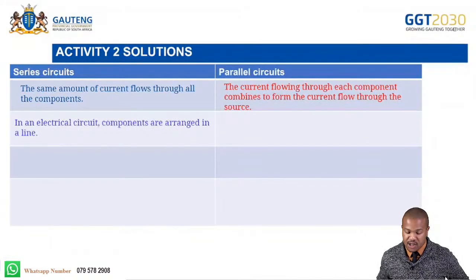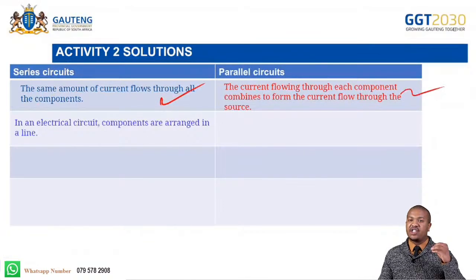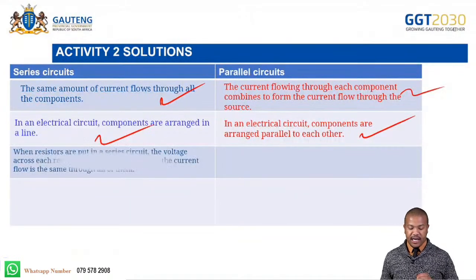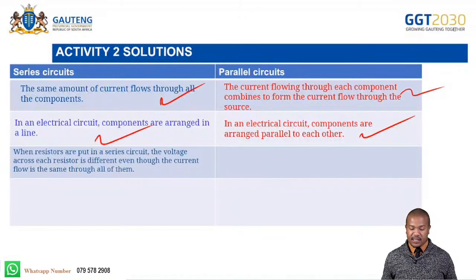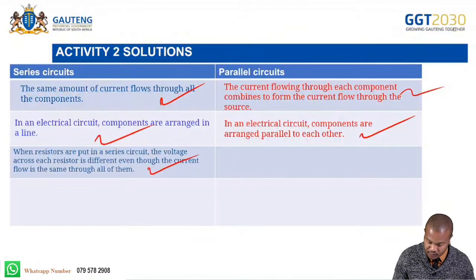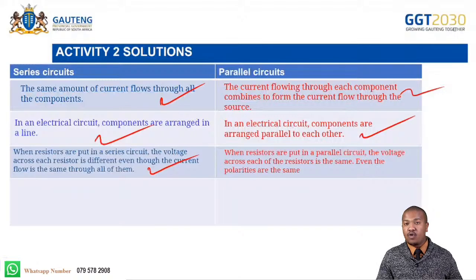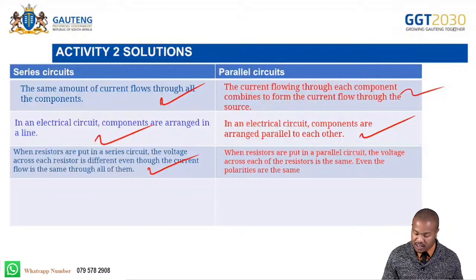In a series circuit as well, components are arranged in a line, whereas in a parallel circuit, the components are arranged parallel to each other. Then in a series circuit, when resistors are put, the voltage across each resistor is different, even though the current flow is the same through all of them. In a parallel circuit, the voltage across each of the resistors is the same. Even the polarities are the same.